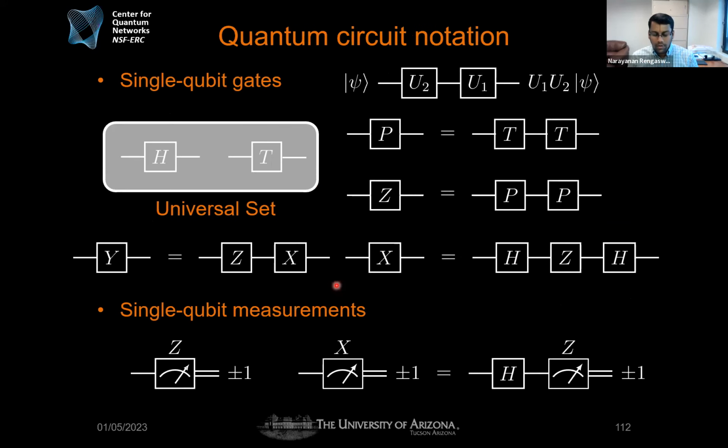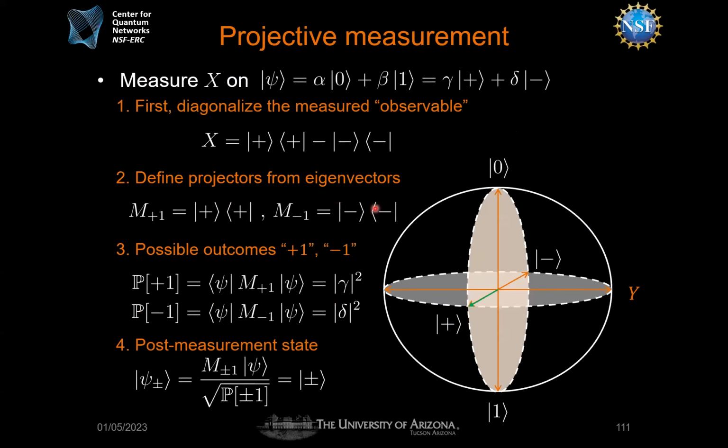Okay, so now we have seen unitaries and we have seen measurements on a single qubit. May I interject? Maybe you can specify in the Bloch sphere if the x, y, z axes correspond to the x, y, z operators, the Pauli operators.